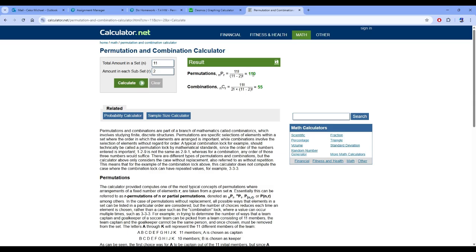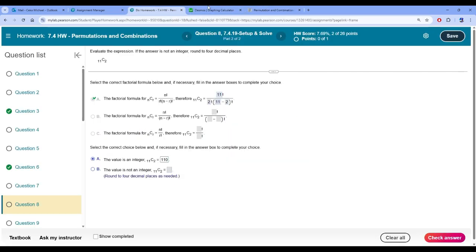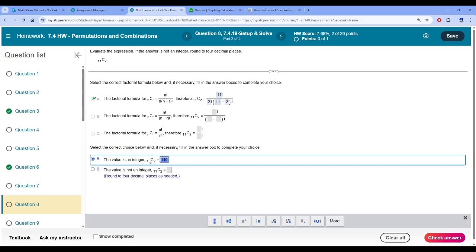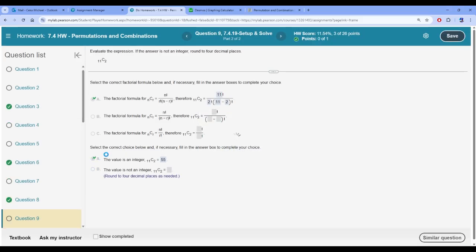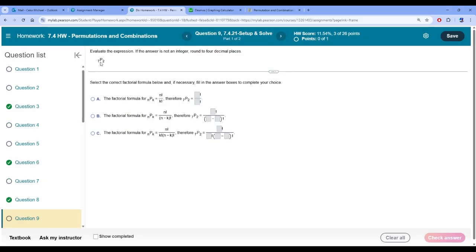Oh, I'm so dumb. I did it as a permutation. They were looking for a combination, weren't they? Oh, it's 55. You divide it by 2. 55. Got it. Cool. All right, 7P2.